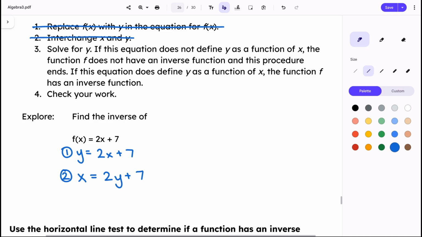Okay, step 3, and this is probably where the majority of the problem is going to happen. You have to now resolve this equation for the y. So I'm going to bring it up here where I have a little bit more space for step 3. I have this equation, x equals 2y plus 7. How would you guys start to get y by itself here? Minus the 7.